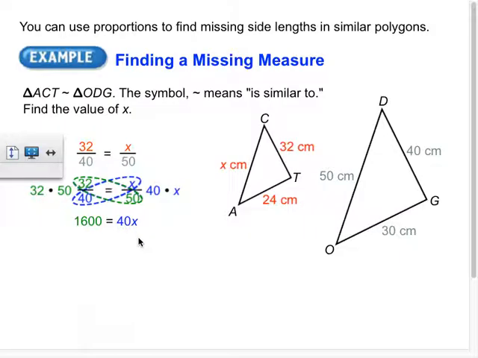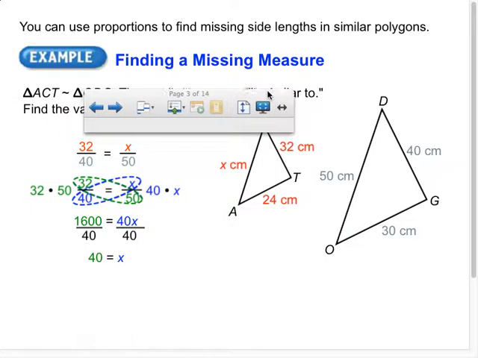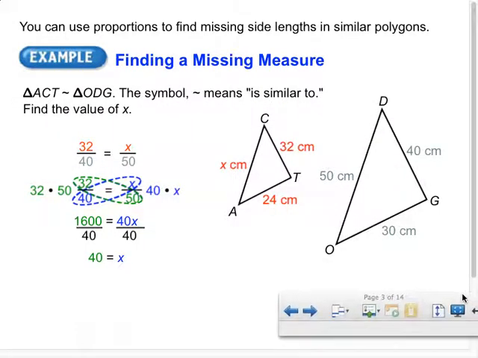Okay, so how do I solve for x? What do I do? Divide by what? 40, both sides. And then 1,600 divided by 40. I'm going to tell you right now, it's just 40. Okay. Now, here's what I want you to do. So does it matter which side that they use? That was what I'm going to have them do next.